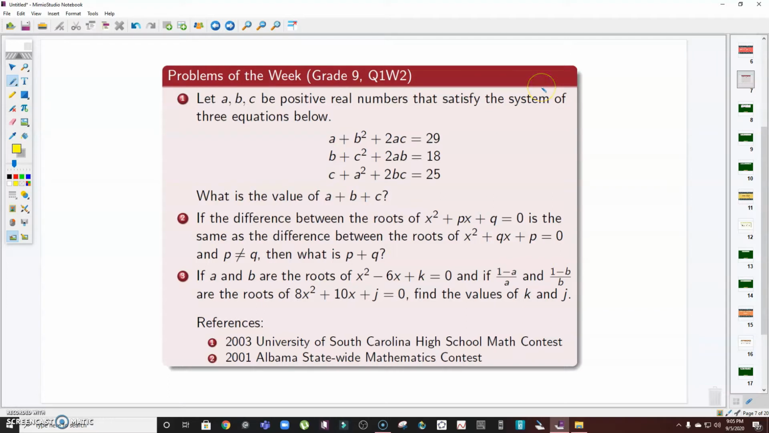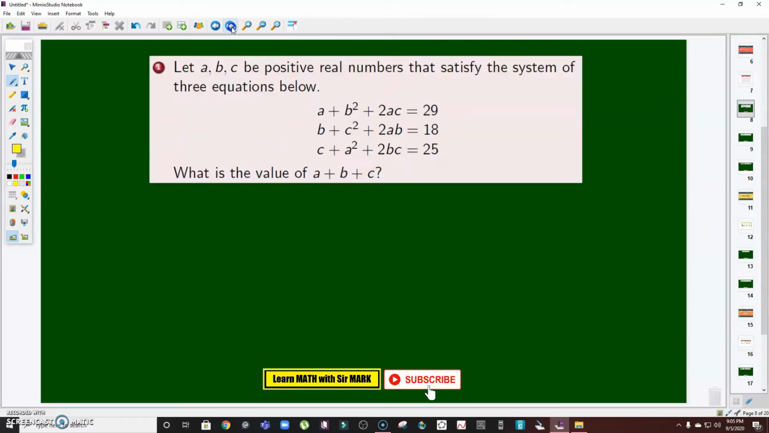Okay, for this week, I posted 3 problems. Actually, problems 1 and 2 are a continuation of week 1 for grade 9, which is about quadratic equation and quadratic formula. So let me start with problem number 1. Let A, B, C be positive real numbers that satisfy the system of the 3 equations below. Let me write it as I read it.